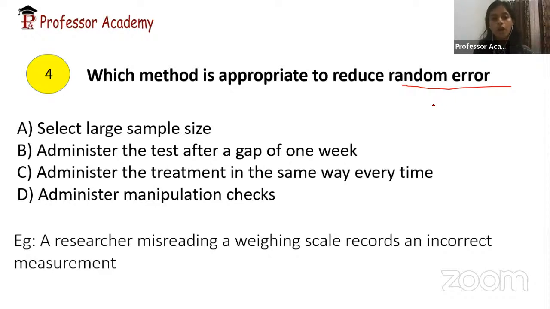So in order to avoid or to reduce the random error, what is adequate measure? Administer the treatment in the same way every time. So when we are doing it repeatedly, or whenever we are making a check, then what happens? It will be automatically reduced. So one or twice we are checking over it, that is doing it in the same way every time. So we will get the right recording. We will understand there was a mistake that was done previously. So option C is the right method to reduce the random error.